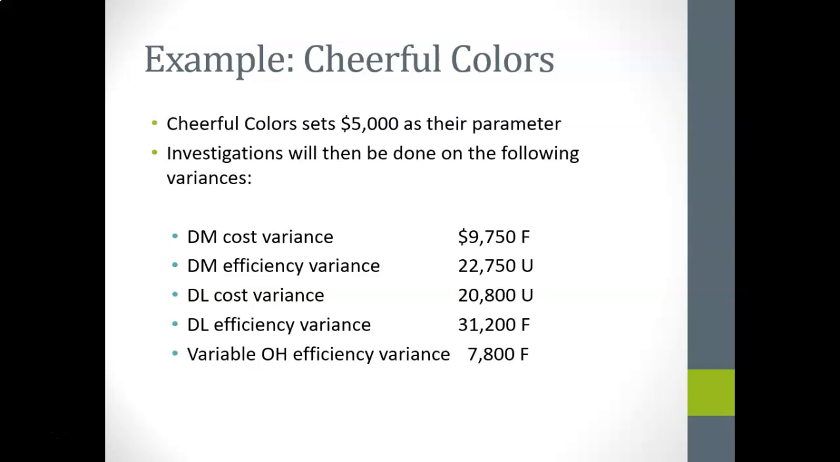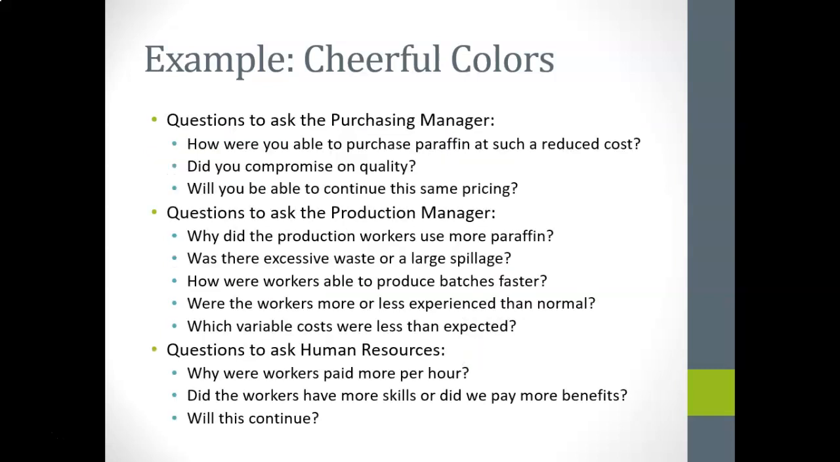Now, what kinds of questions are they going to ask? So the purchasing manager is in charge of direct materials cost variance. And remember, that was a $97.50 favorable. So what kind of questions are we going to ask that purchasing manager? Things like, how were you able to purchase paraffin at such a reduced cost? Did you compromise on quality?